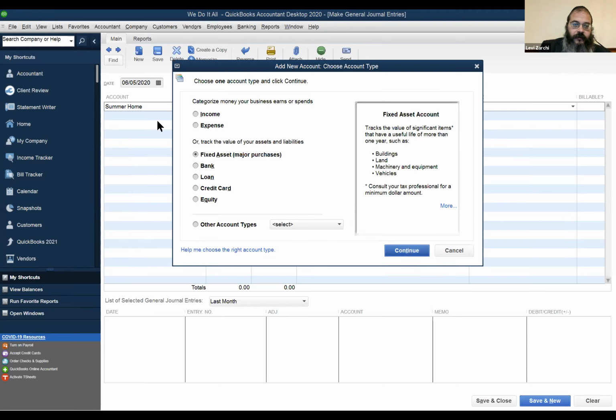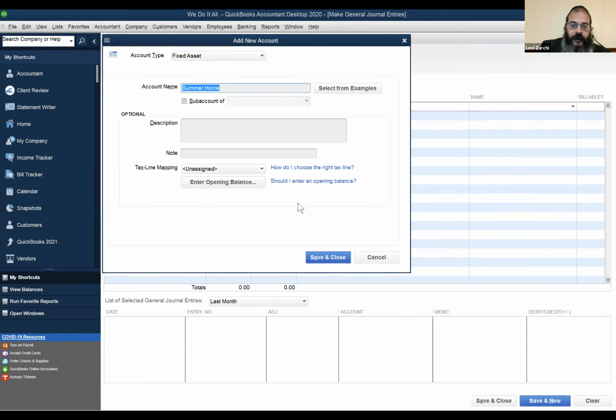I'm going to pause right after I create the asset, for those who prefer to watch this as I go, but I'll also give a chance for those who want to enter that journal entry as we go along. Save and close.